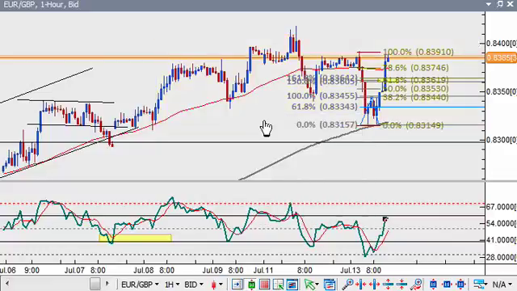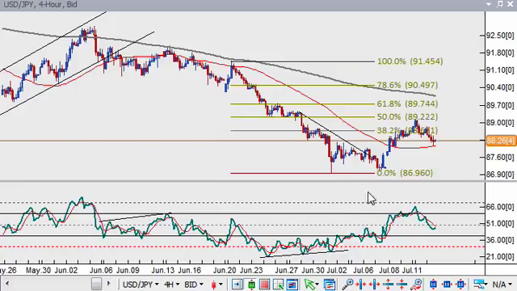Alright, so that's the euro pound. There's still a chance for the bearish outlook, but price action is suggesting otherwise. However, if this top holds here, we may have sideways action. Okay, so that's the euro pound. Let's have a quick look at the US dollar Japanese yen.